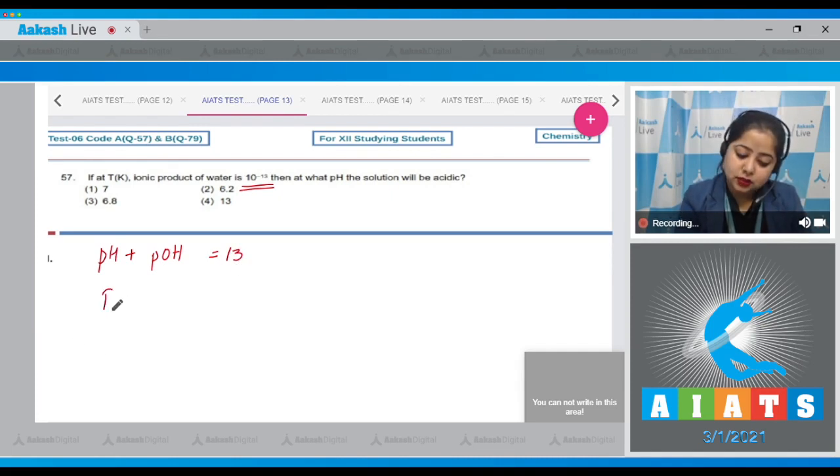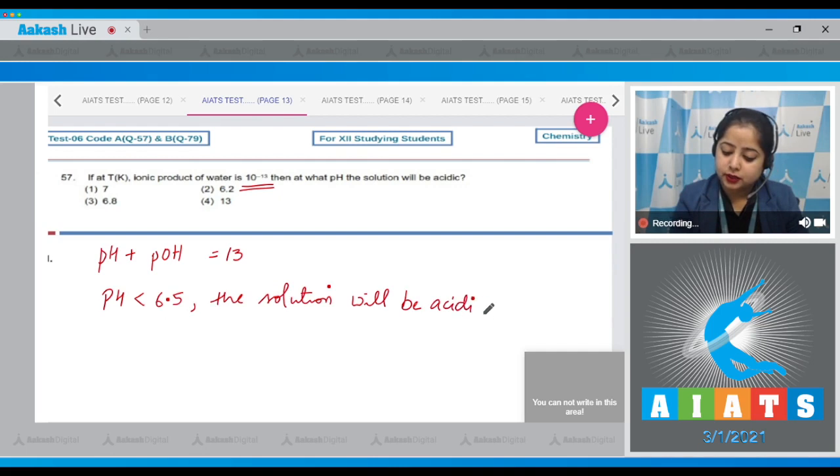That means at pH less than 6.5, the solution will be acidic. It is very clear that if the value of pH plus pOH is 13, that means at pH 6.5 the solution will be neutral, at pH less than 6.5 the solution will be acidic, and at pH greater than 6.5 the solution will be basic. So in the given options, option number 2 represents an acidic solution. That means at pH 6.2 the solution will be acidic. So the correct answer is option number 2.